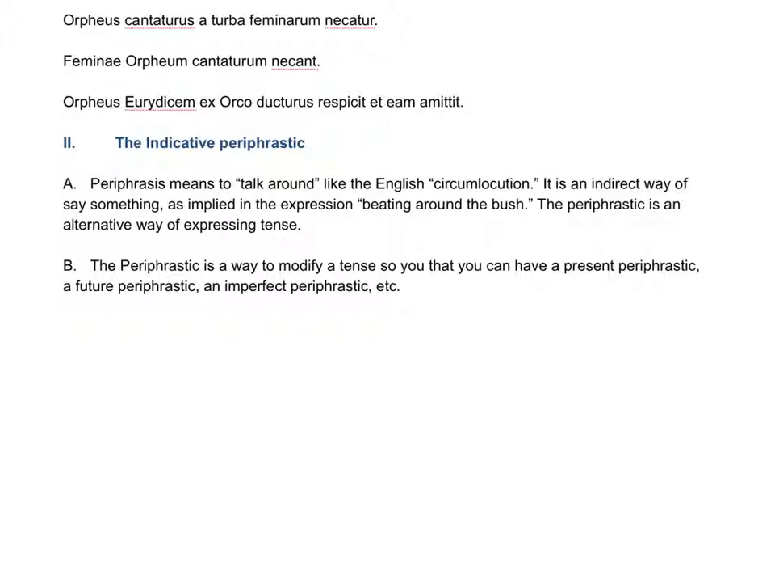The next topic is the indicative periphrastic. Periphrastic is difficult to explain, but if you understand that periphrasis means to talk around in Latin, literally it means to phrase around something, just like the idea of circumlocution, which again is actually Latin meaning talk around the topic. When you understand that, it helps. What the periphrastic is, it's an indirect way to say something. It's like the English expression beating around the bush.